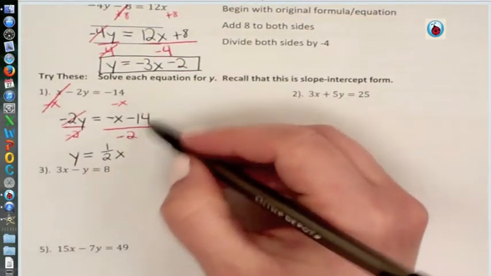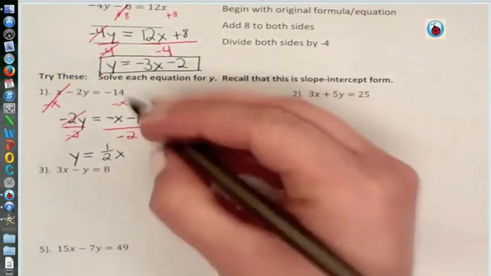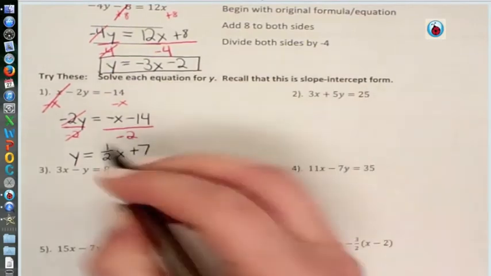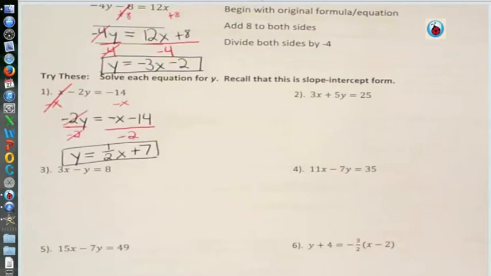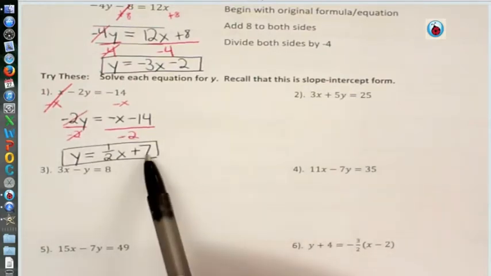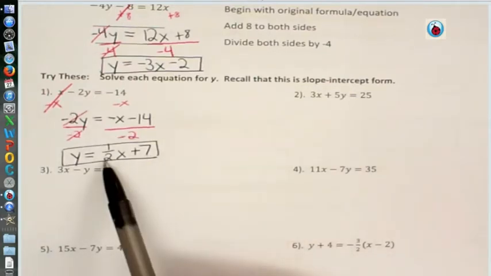Then this part is a little bit easier. Negative 14 divided by negative 2 is positive 7. So there's my equation. Y equals 1/2 x plus 7. I know that my y-intercept would be 7. My slope would be 1/2. I'm good to go.